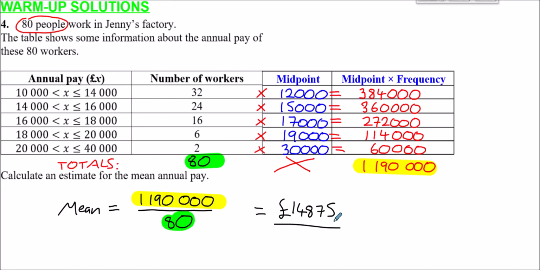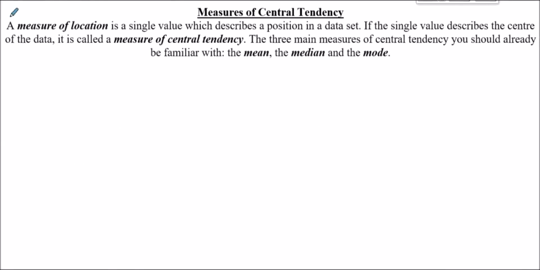So let's have a look at what's in store today. So we're going to begin with looking at measures of central tendency. So just talking you through this step by step. A measure of location is a single value which describes a position in a data set. So if the single value describes the center of data, it's called a measure of central tendency. And there are three main measures of central tendency you should already know from GCSE, and these are the mean, the median, and the mode.